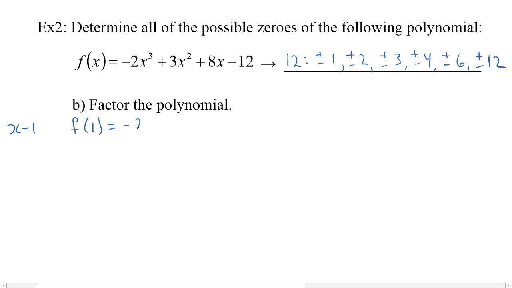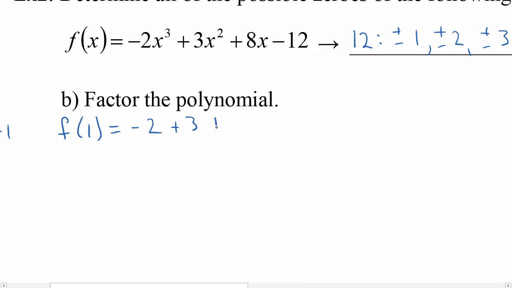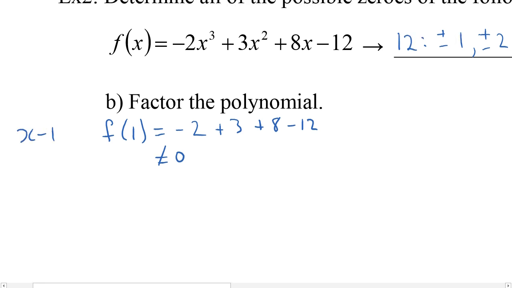So this will be negative 2 plus 3 plus 8 minus 12, which does not equal 0. I've got 14 negative and only 11 positive, so that's not equal to 0. I can rule that one out. Let's try x plus 1, in which case I'll be f of negative 1.